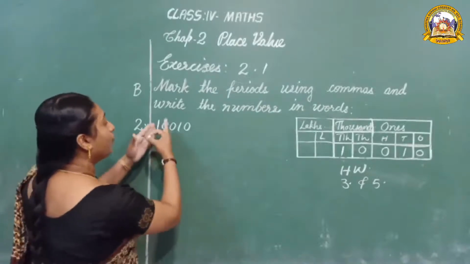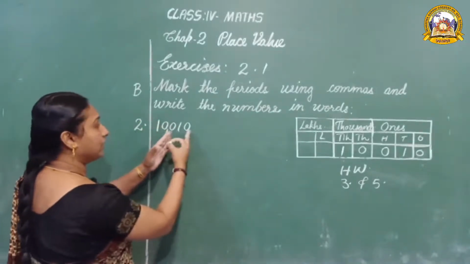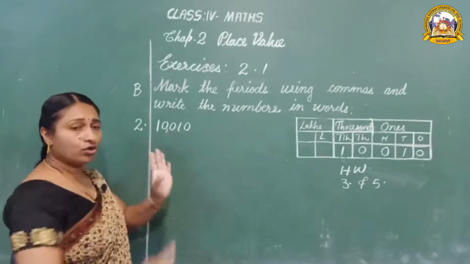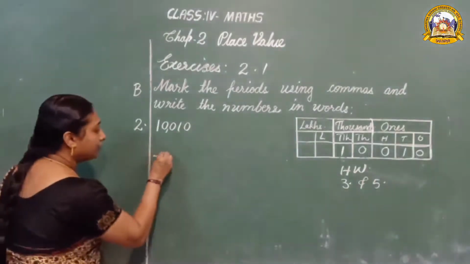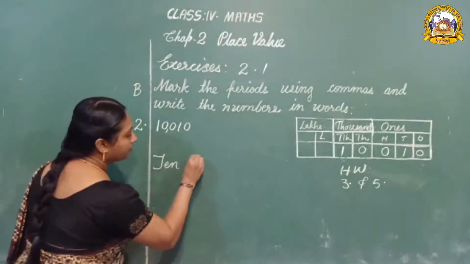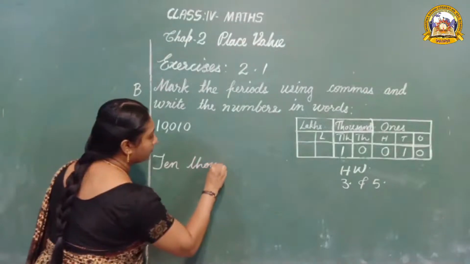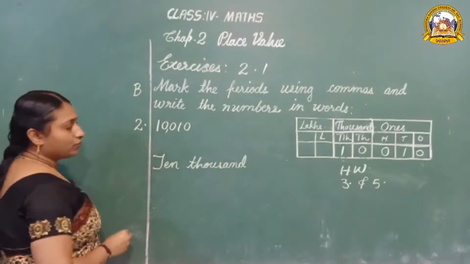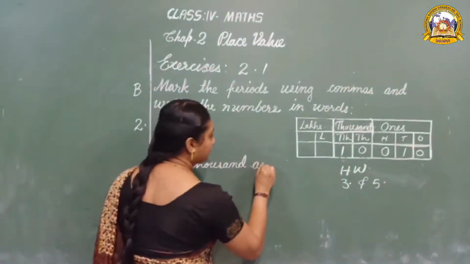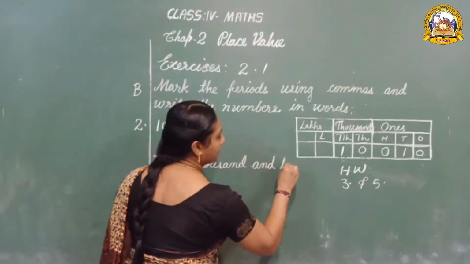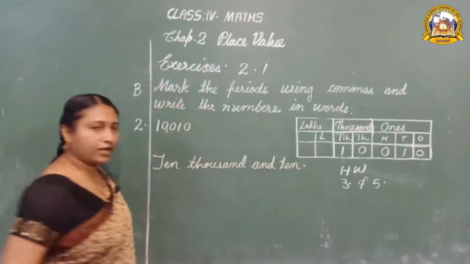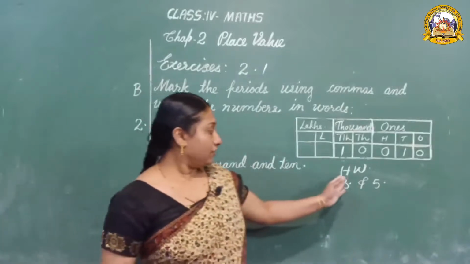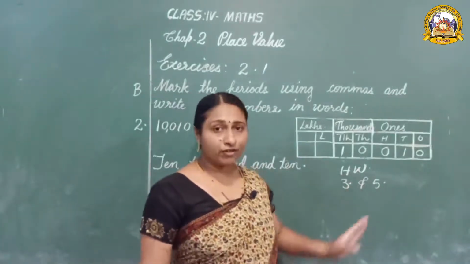Before 3 digits we can give the comma. Now, how many thousands are there? 10,000. And what is remaining then? Only 10. There is no 100. So, 10,000 and 10 only. Okay. Can you get it? Okay. For homework 3 and 5 you should do.